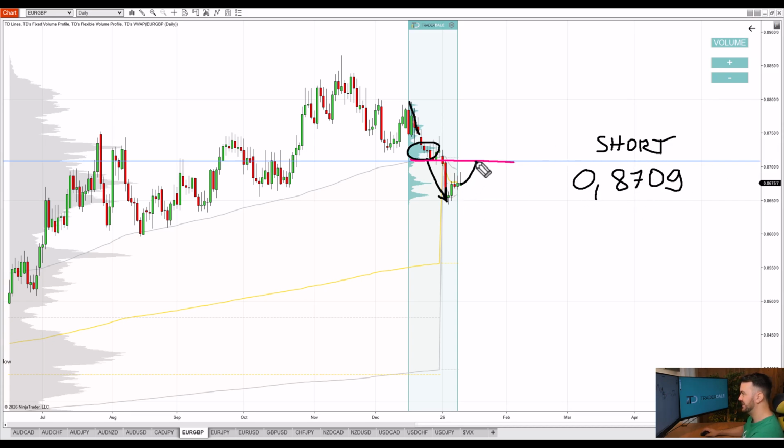When the price hits this level, I expect that the sellers who accumulated those shorts, those heavy volumes here, will become active again and they'll want to push the price downwards from this level again.